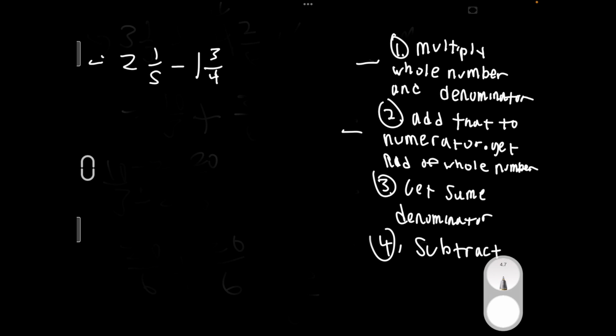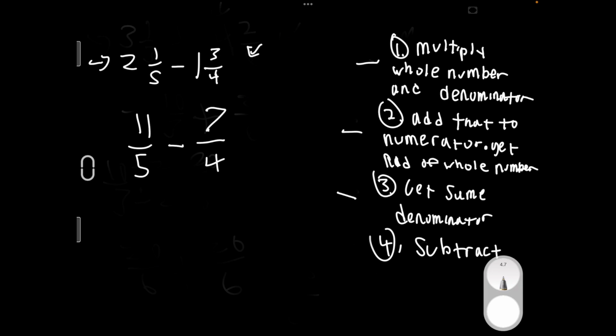So let's start with this one first. 2 times 5, that is 10. And we add it to the numerator. So 10 plus 1, that's just 11. And we take away the whole number. So it would just be 11 over 5. For the second fraction, it would be 1 times 4, that's just 4. And we add it to the numerator, which is 3. So 3 plus 4, that's 7. So it's going to be 7 over 4, and we get rid of the whole number.